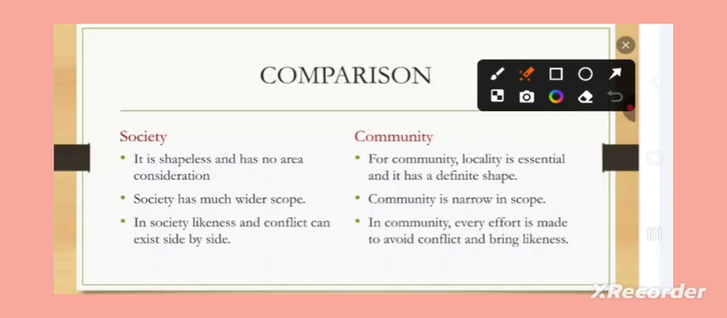The next difference: society is shapeless and has no area consideration. Community locality is essential and it has a definite shape. Society has a much wider scope. Community is narrow in scope. In society, likeness and conflict can exist side by side. In community, every effort is made to avoid conflict and bring likeness.